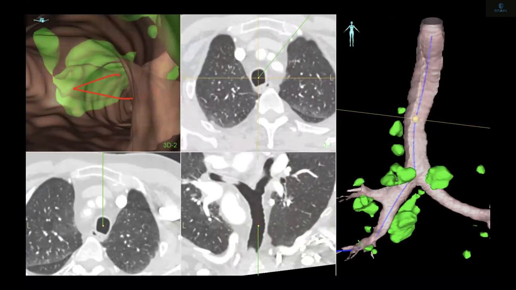When you have these segmentations and different visualizations, you can do almost anything according to your fantasy, in how to visualize it. This is just some examples. Up to the left, you can see that you're inside the airways, but you have made the airways transparent.